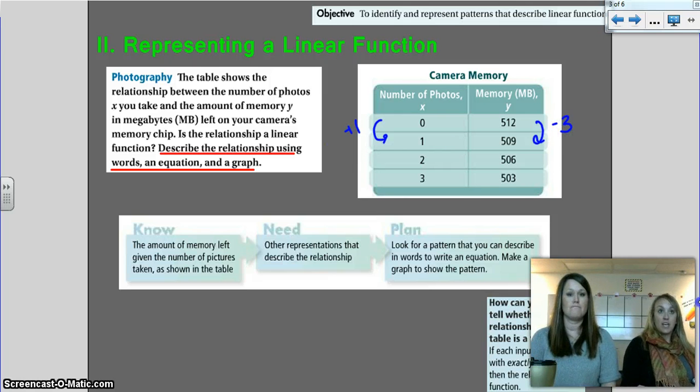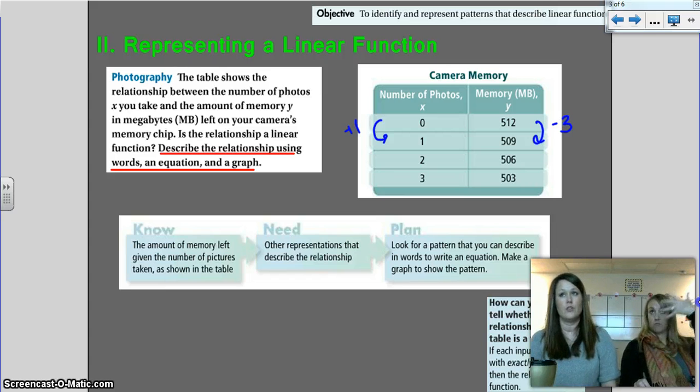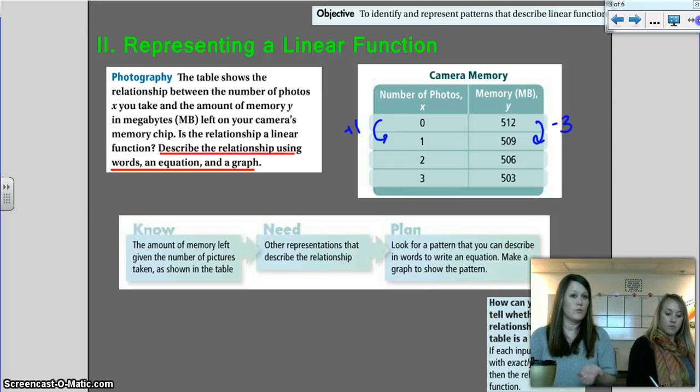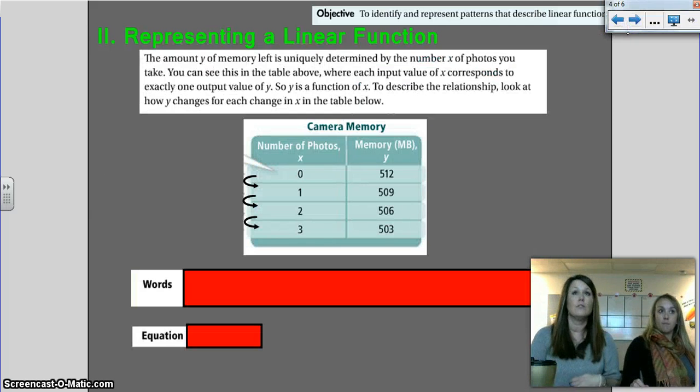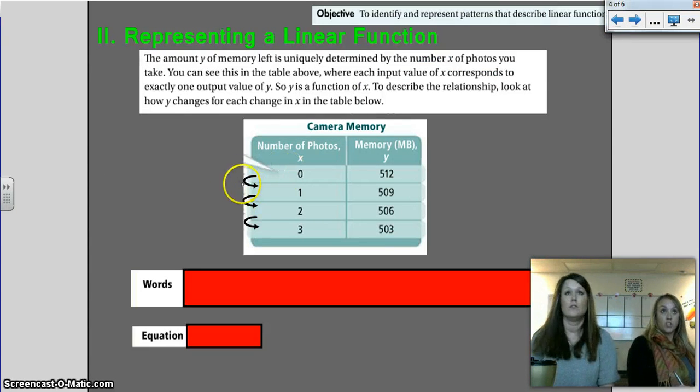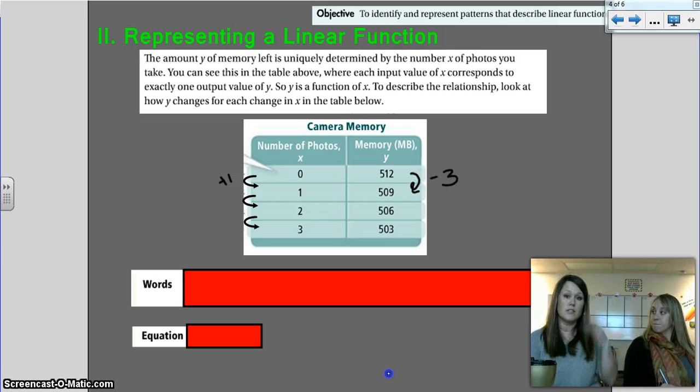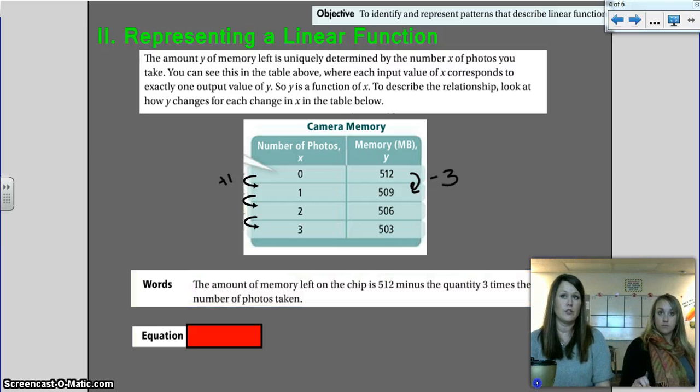Okay. You need other representations that describe the relationship. We just talked about that. In the plan, look for a pattern that you can describe in words. Make a graph to show the pattern. So we just did that. So do we need to write this stuff out? Yep. So this is +1. And we saw that this was -3. It's really important that you actually write the minus because it's a decreasing relationship. Okay. So in words, the amount of memory left on the chips is 512 minus the quantity 3 times the number of photos taken.